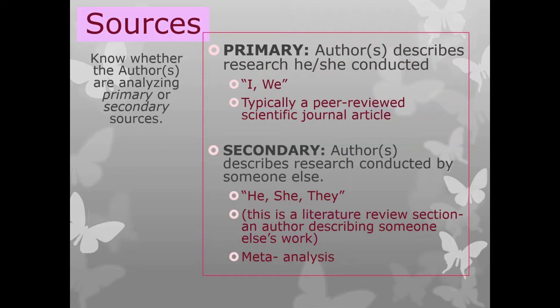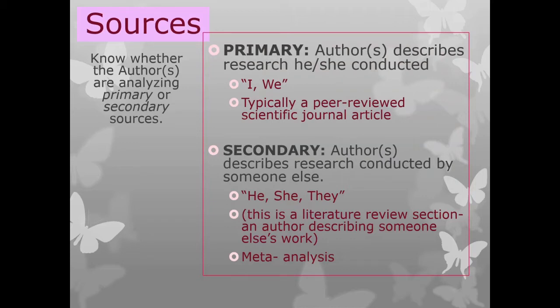It is always better to cite a primary source. A primary source is when they are writing and they're talking about I or we. This is typically what you're going to find in a peer-reviewed or scientific journal article. A secondary source, or secondary authors, describe research conducted by someone else. So they're talking about what he or she did.